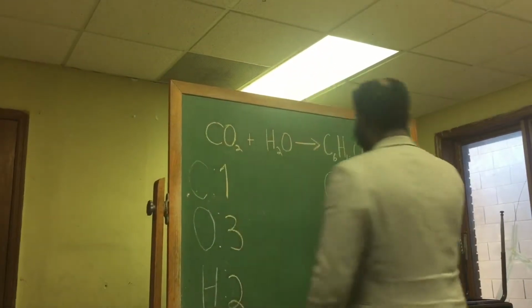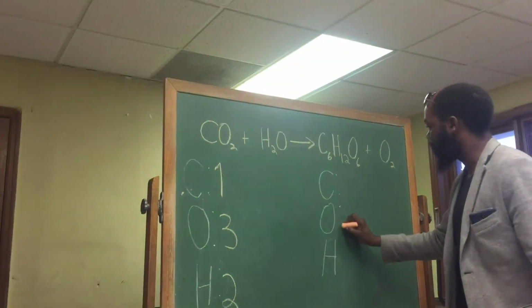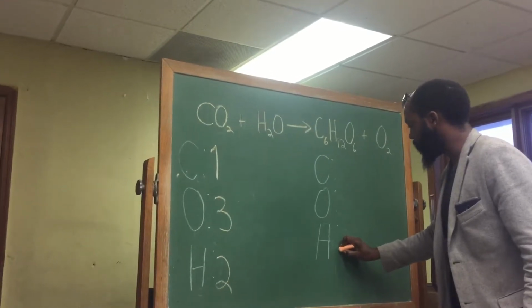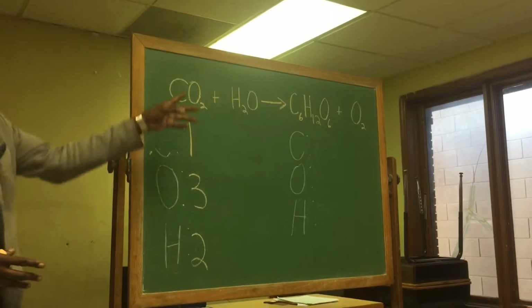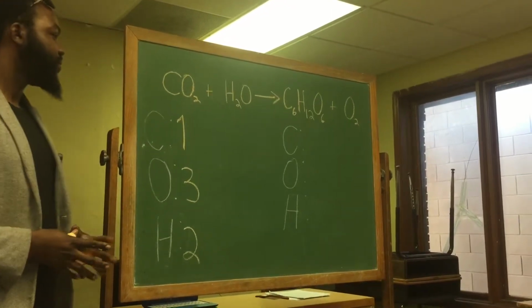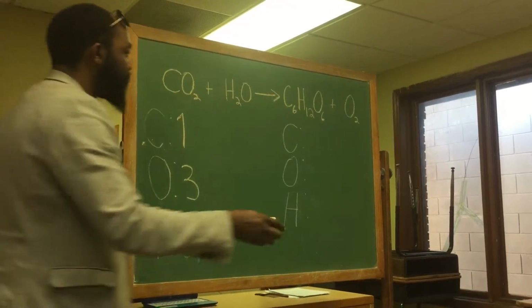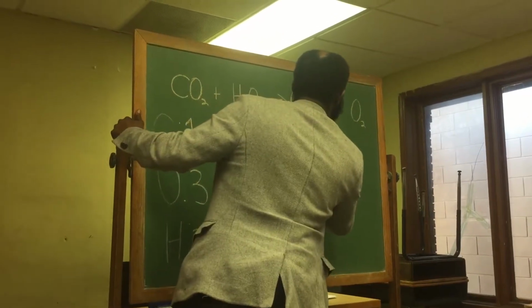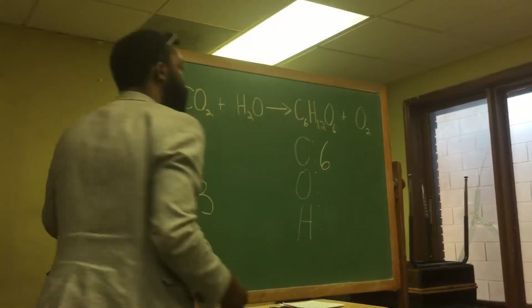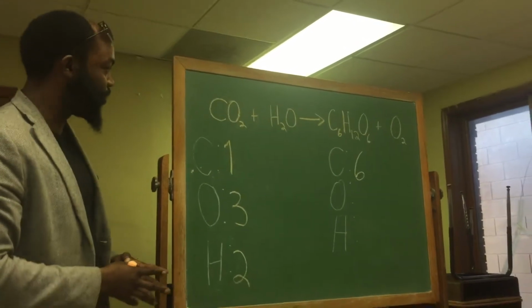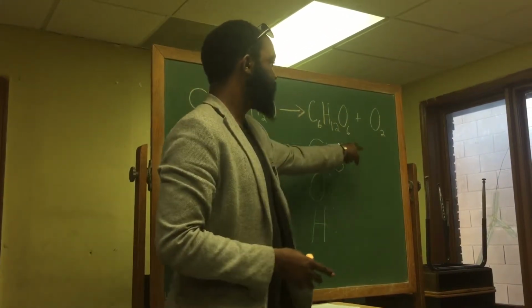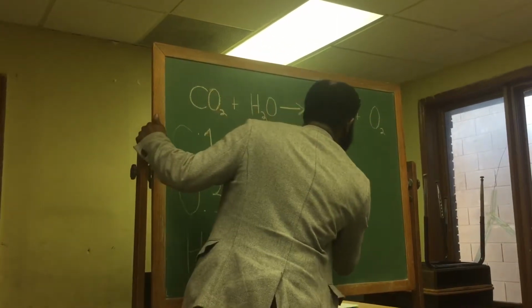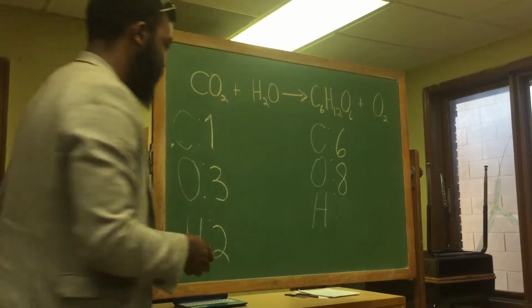Now let's go on to our products here. All right, so Omar, how many carbons do we have on the right side here? 6. Very good. Carlos, how many oxygens? And look very carefully. 8. Very good. And Jonas, how many hydrogens? 12.